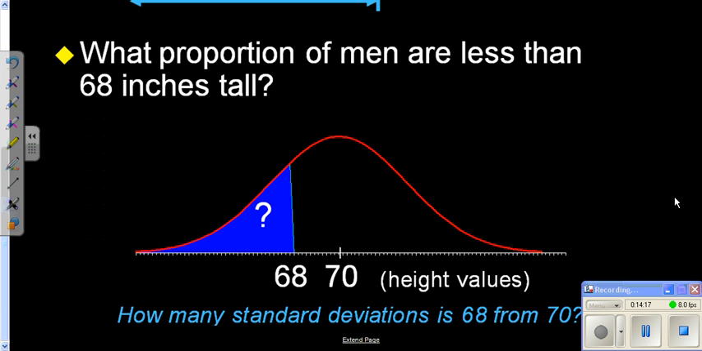Question is, what happens if you're at 68 inches tall? Remember that our standard deviation was 2.8. 68 is not a full standard deviation below. So what do we have to do? And we'll investigate that on the next slide.